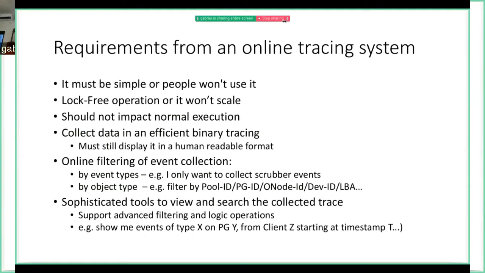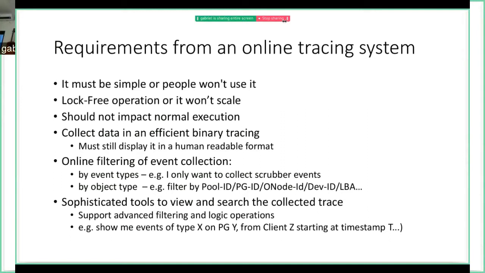And then later we need sophisticated tools to view and search the collected trace. Again, there's filtering when you collect the trace because you want to minimize the trace size, but then there's filtering when you view the trace. You try to look for something and say, okay, now please show me just events related to SCSI. Or I just want to see events on the fiber channel or on the network. Show me TCP events, whatever. And of course, the language should be rich. You should be able to say, I want to see event type X on PG Y from client Z, starting at timestamp T, and so on and so forth.